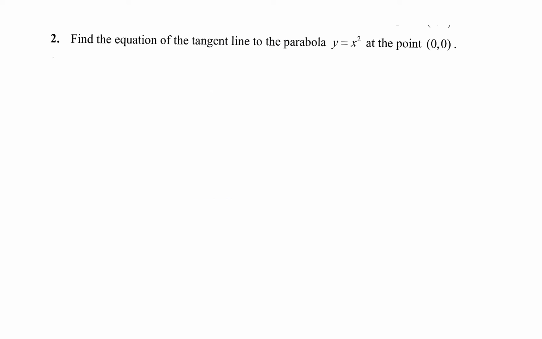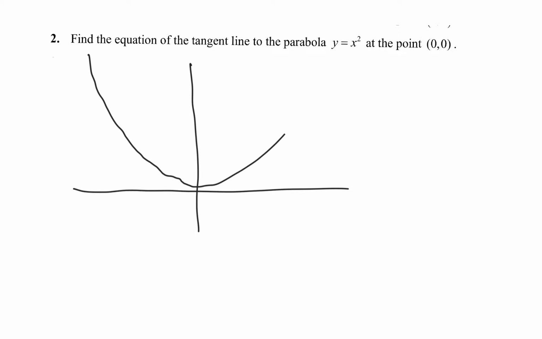Now, this problem is almost the same one. We have the same function, but now the point P has changed. The function is y equals x squared. And what we want to find is, at the point 0, 0, what is the equation of the tangent line? It's clear that the line will touch horizontally, so the slope has to be 0.